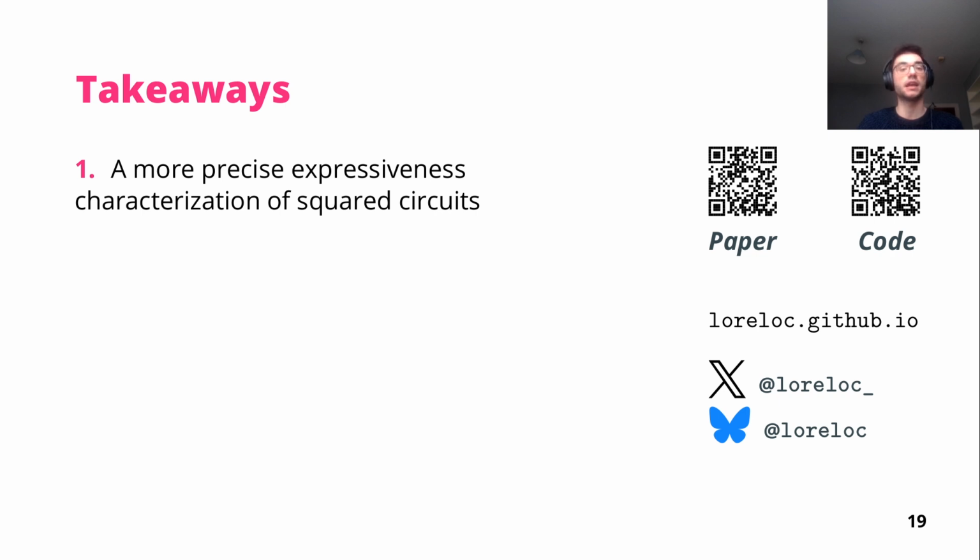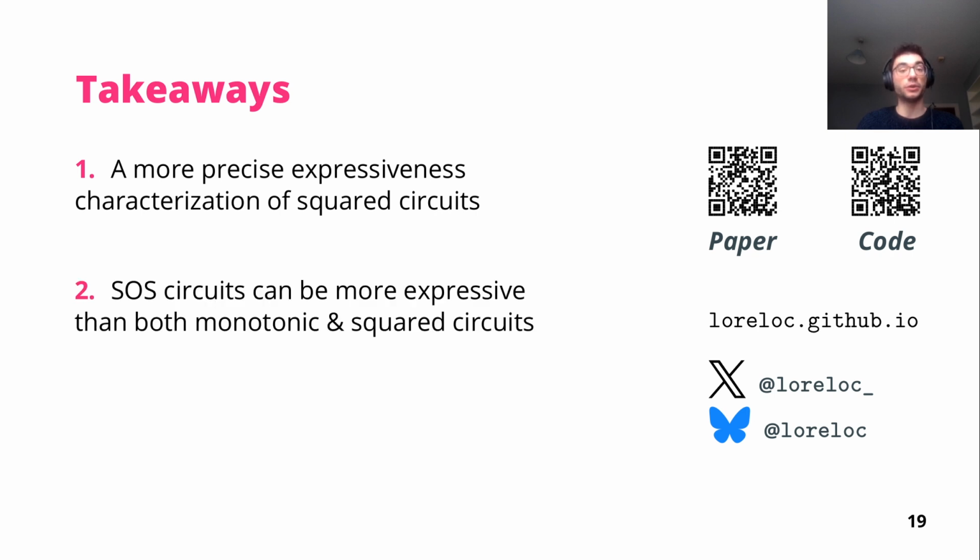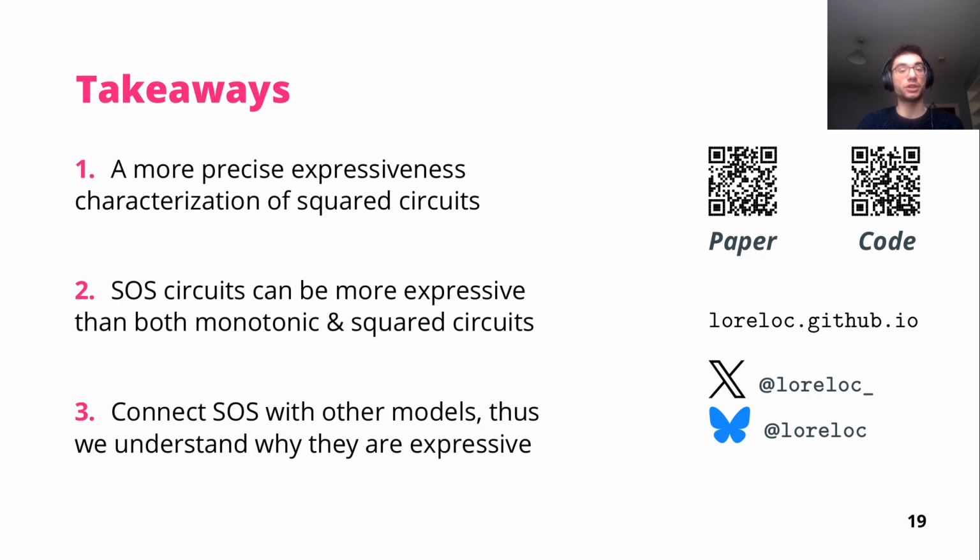To summarize, we provide a precise expressiveness characterization of squared circuits. We introduce SOS circuits that can be much more expressive than both monotonic and squared circuits. And lastly, we show how SOS circuits generalize other models, and therefore we now better understand why they are expressive. So if you want to learn more, you can check out the paper and the code.